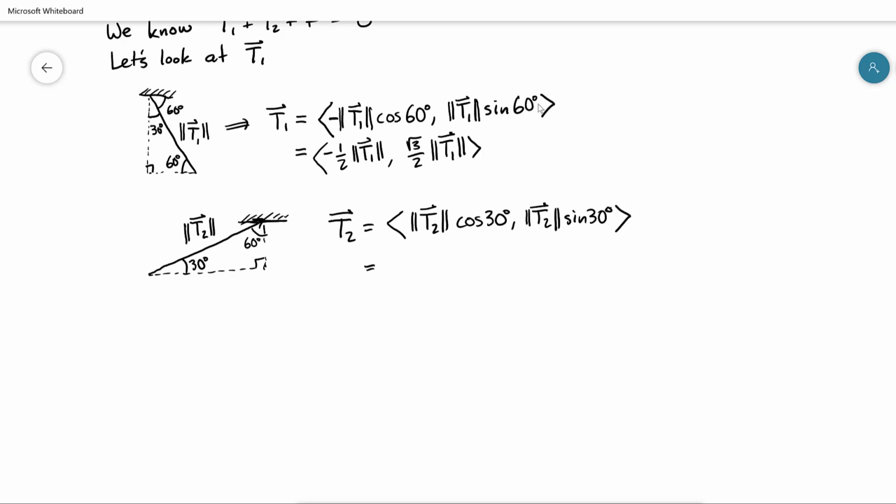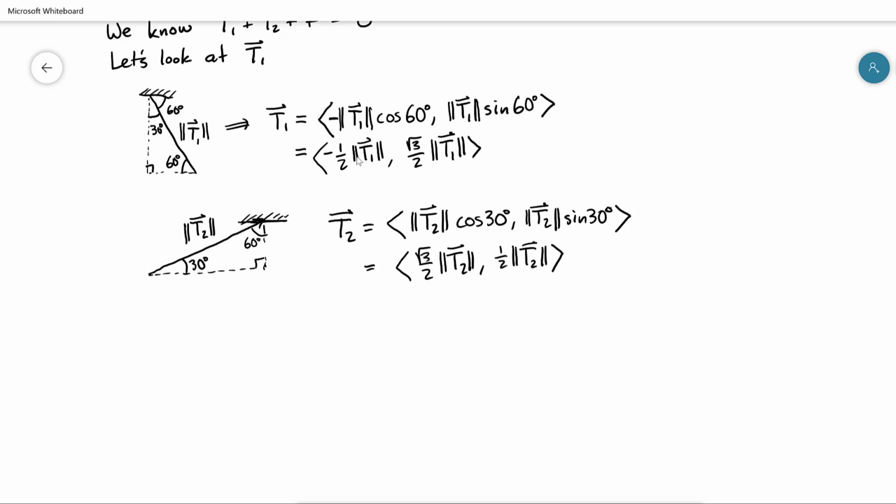Doing the same thing down here with this vector. What is the cosine of 30 degrees? That's √3/2 times the magnitude of T2. And this other one, sine of 30 degrees, that's a half. So half times the magnitude of T2. Okay, so there's all the different pieces.